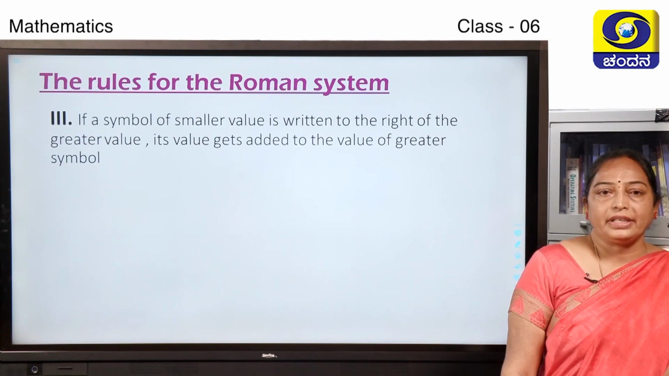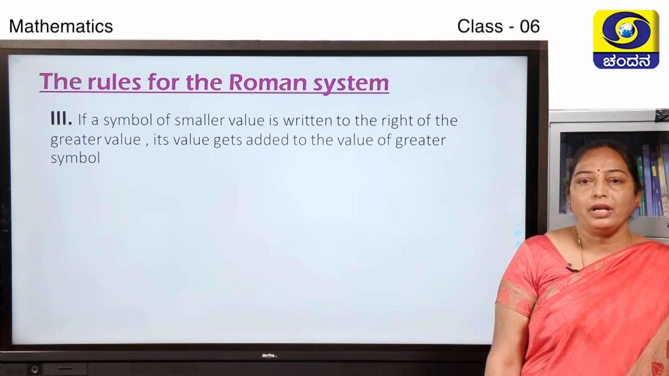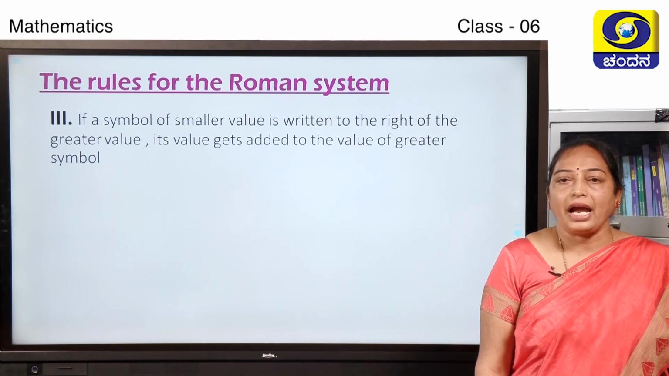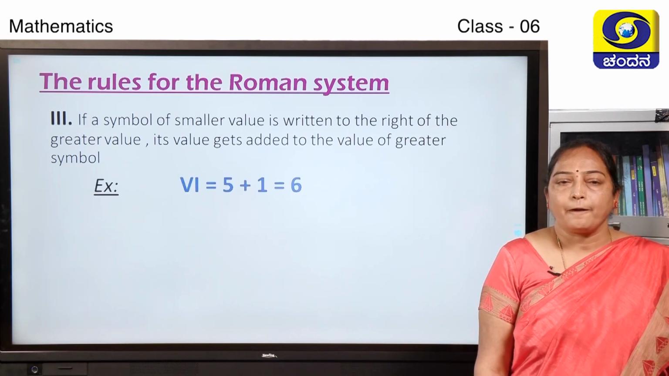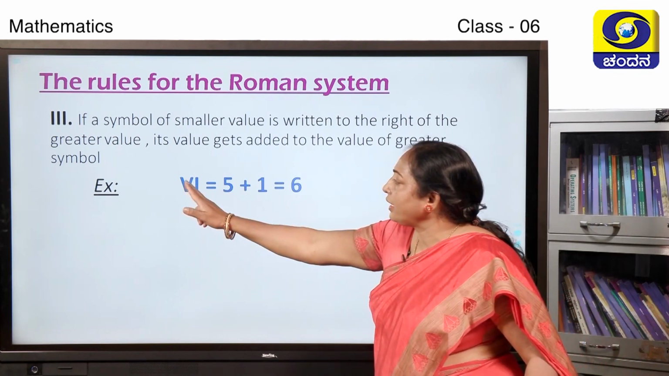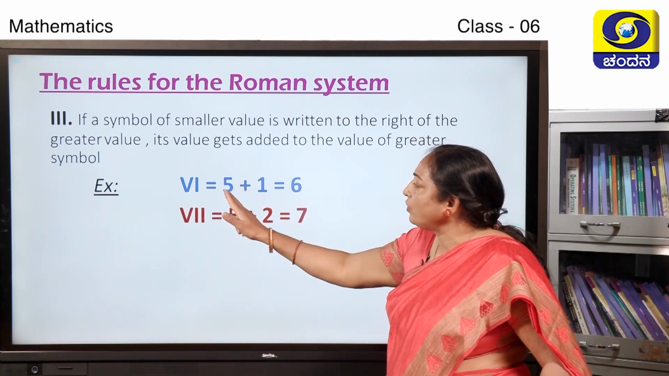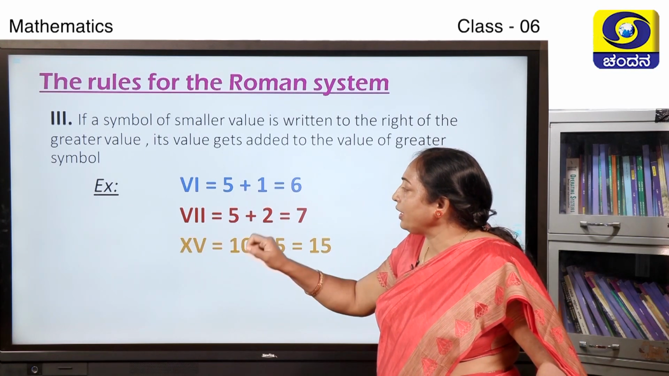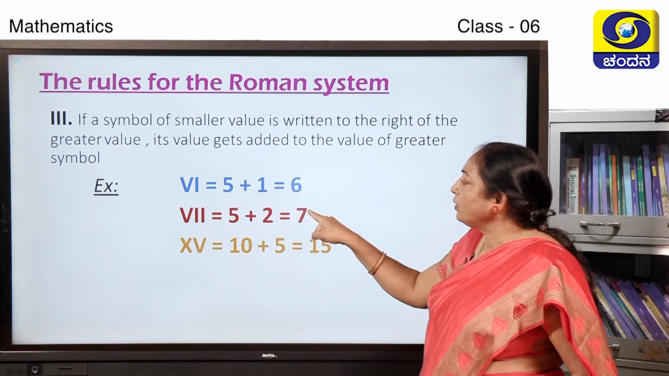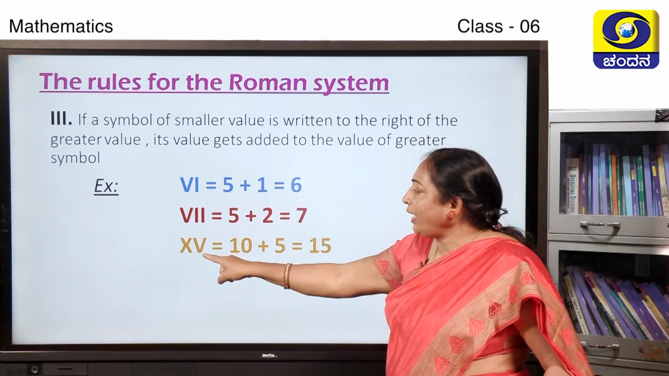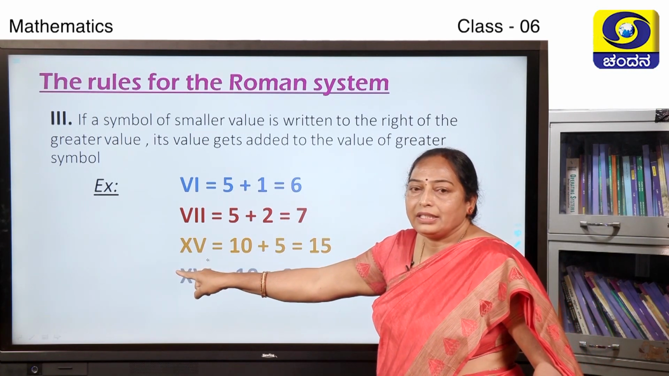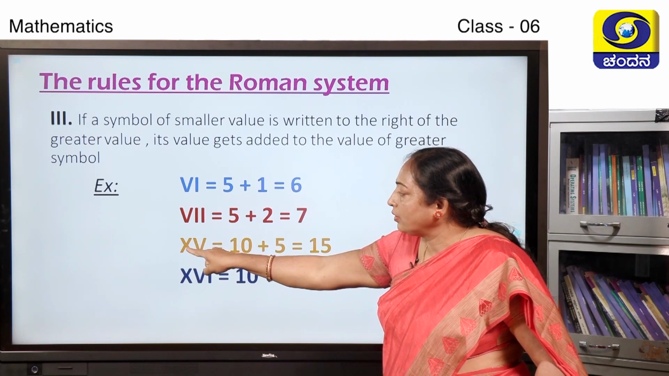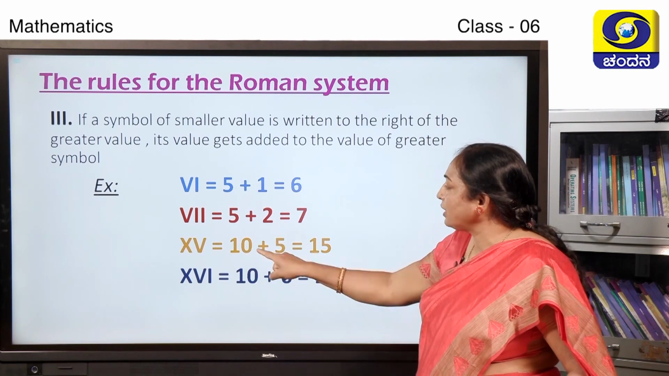Third rule, what does it give? If a symbol of smaller value is written to the right of the greater value, its value gets added to the value of the greater symbol. Here I is written right of V, that is why 1 is added to 5, that is 6. 2 I's are written right of V, that is why 5 plus 2, we got 7. V is written right of X, so 5 should be added to 10, that is why we get 15.